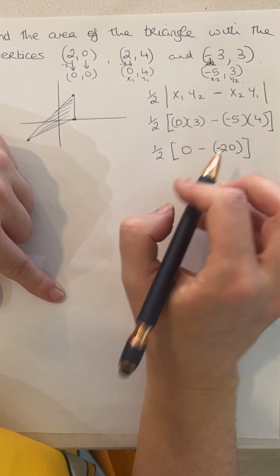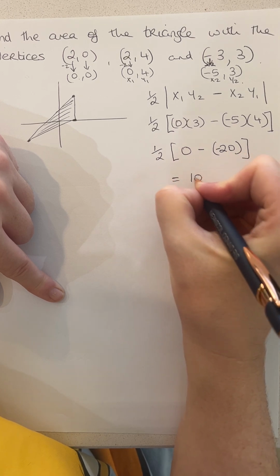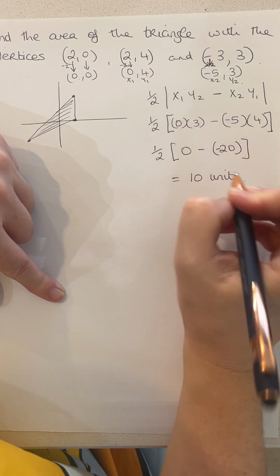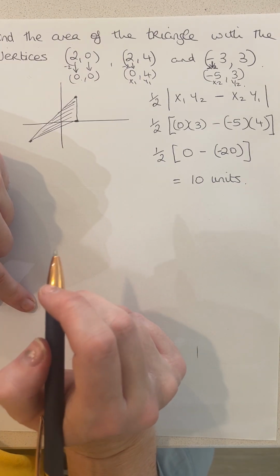We end up with half of 20, which is 10 units. And even if I got a minus answer there, I would have to give it as a plus answer. Area has to be a plus.